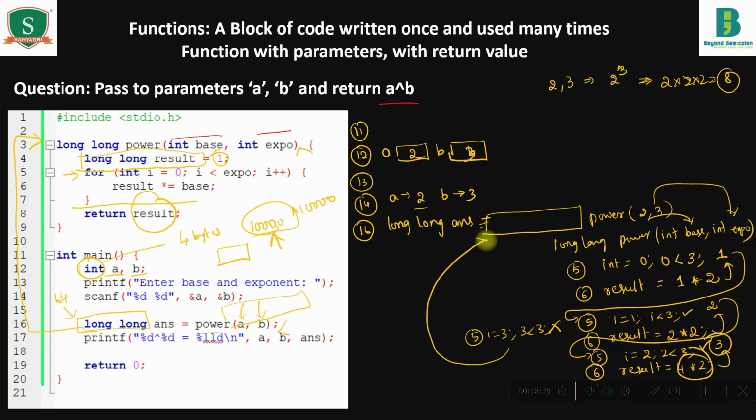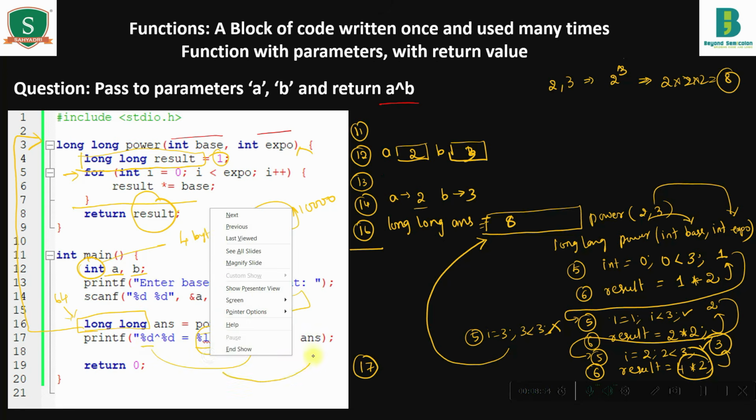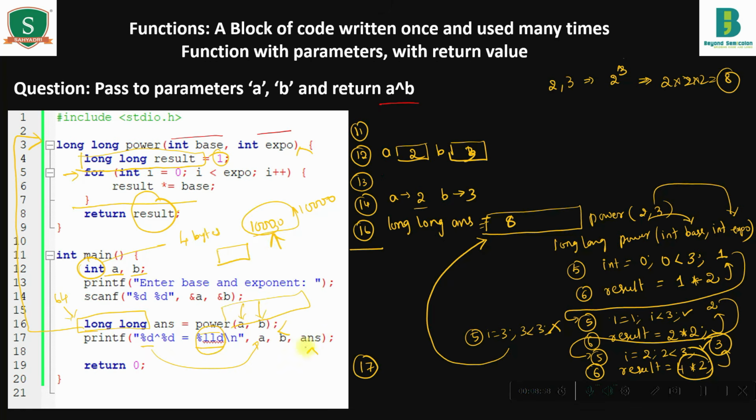to long answer is equal to 8. Then the 16th line finishes executing and comes back to the 17th line. In printf, you observe here percentage LLD is used. That means we are informing the compiler that percentage d represents integer, and percentage LLD represents long long, where 64 bits of data is there. Fetch the whole data and display. If at all you use percentage d here, it may result in returning a garbage value.